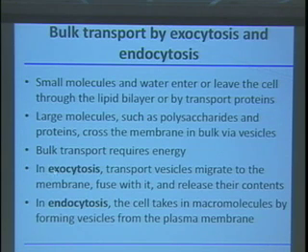There's a process called exocytosis. These are transport vesicles that come from inside the cell. They migrate to the cell membrane, fuse with it, and then release their contents. And in the reverse process, endocytosis, the cell will actually take in macromolecules by forming a vesicle around them, by pinching off a piece of the plasma membrane.